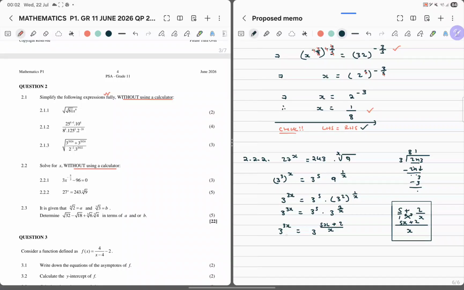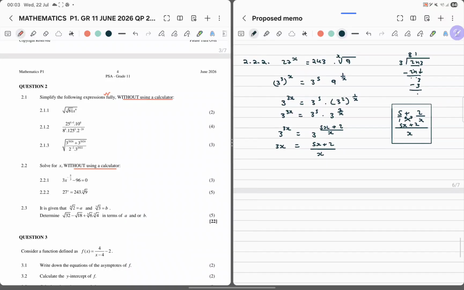Now, folks, we've got powers with the same base that are equal, so we can equate the exponents. So 3x is equal to 5x plus 2 all over x. We multiply by x, the common denominator, so we get 3x squared is equal to 5x plus 2. We write this in standard form, 3x squared minus 5x minus 2 equal to 0.